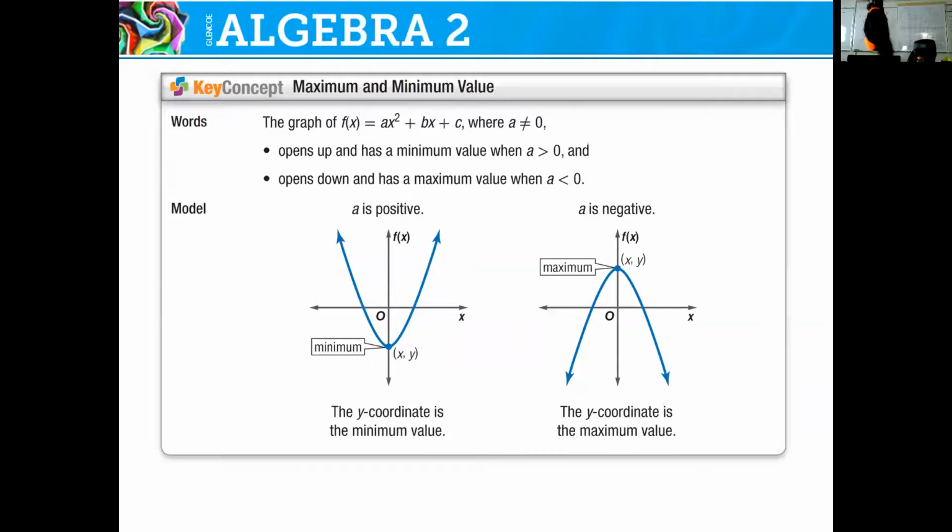So the graph of f of x equals ax squared plus bx plus c, where a cannot equal 0, opens up and has a minimum value if a is greater than 0, so if a is positive. It opens down and has a maximum value if a is less than 0, or a is negative. And the y-coordinate of your vertex is the maximum or the minimum value. It's the y-coordinate that we're focused on.